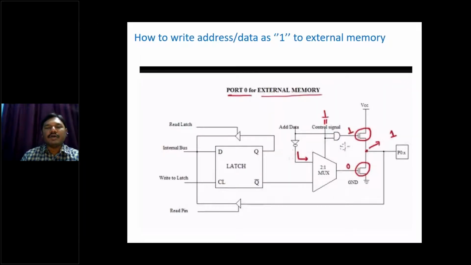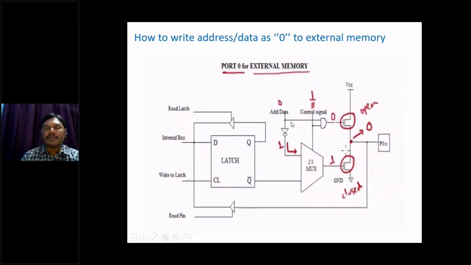Now, port 0 for external memory. To read the address and data, this control signal must be 1. And here the address and data must be either 0 or 1. When it is 0, it will be 1. So this 1 goes to here. Then there is no signal from this one.